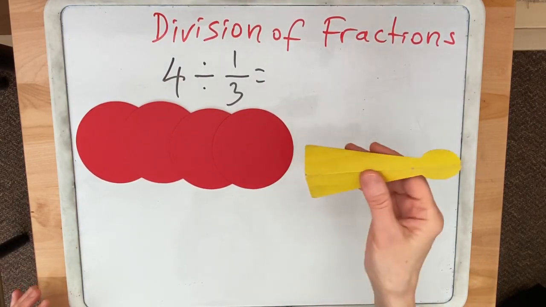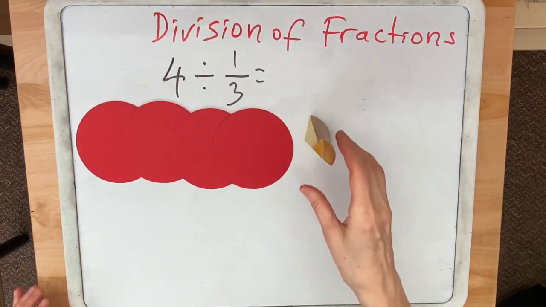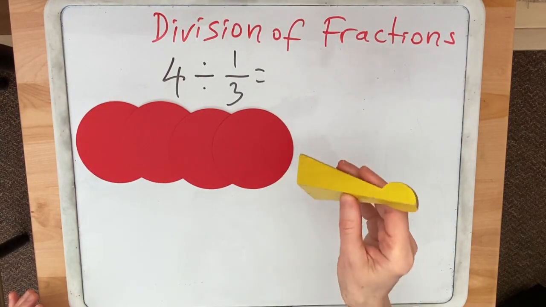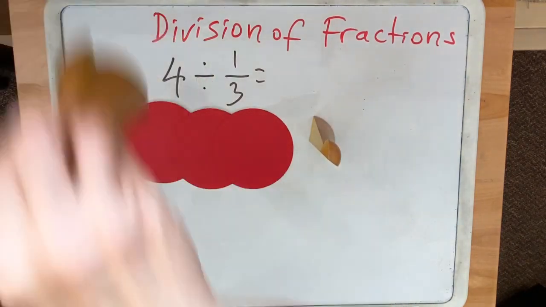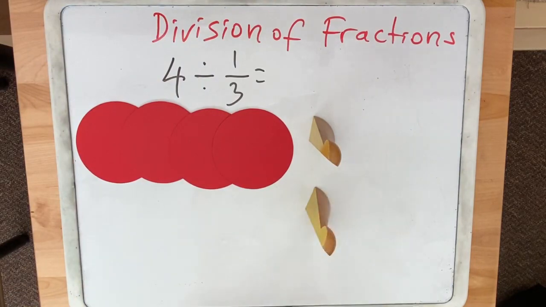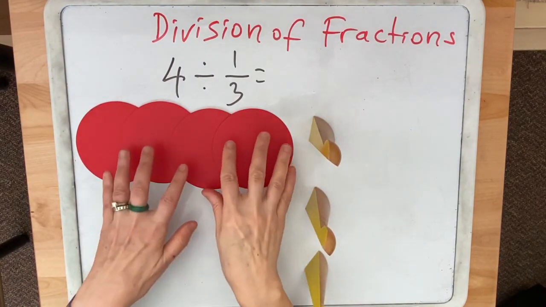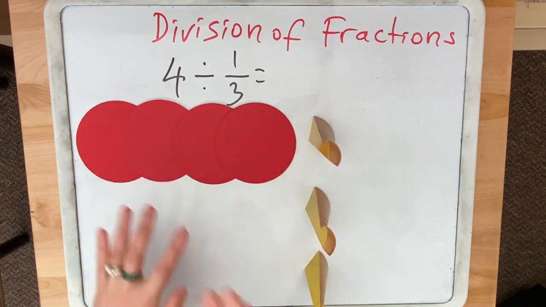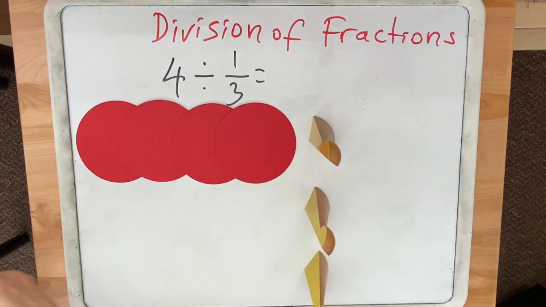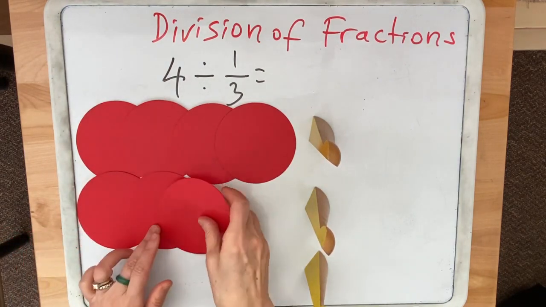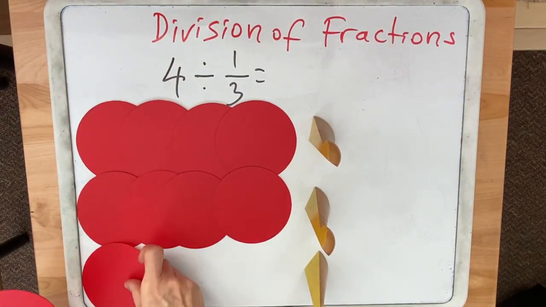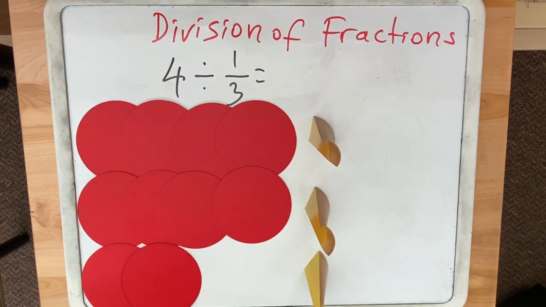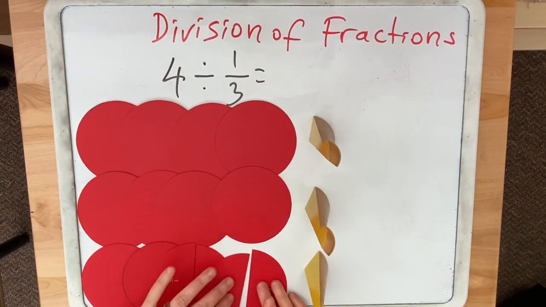Remember that the answer to a division problem is what one whole unit Skittle gets. So I need the other pieces of the thirds as well. And if this part of the Skittle gets 4, this one gets the same amount: 1, 2, 3, 4, and this one will also get the same amount: 1, 2, 3, and 4.